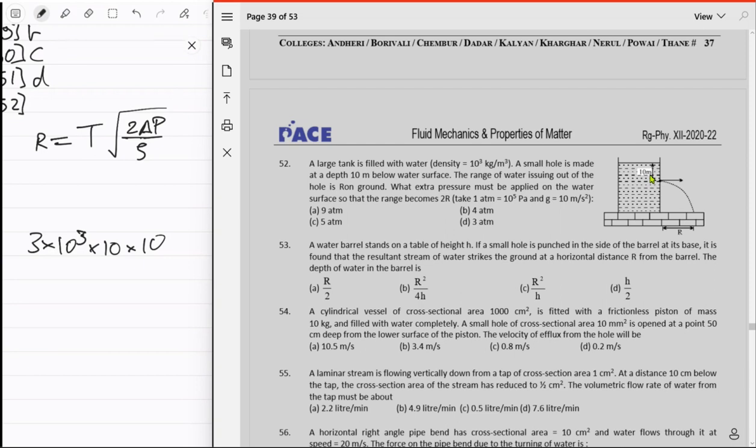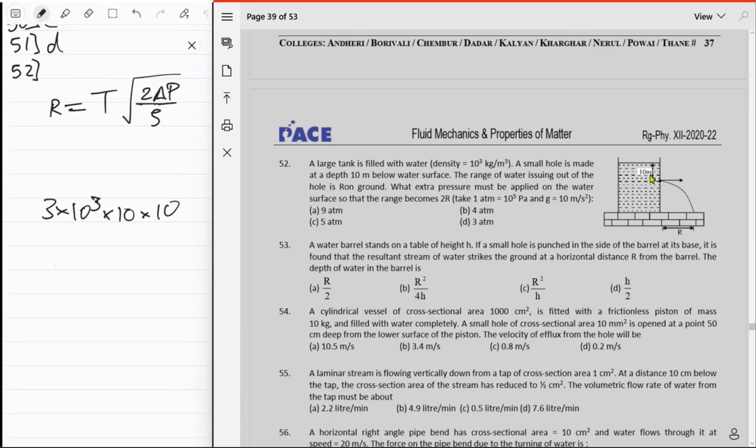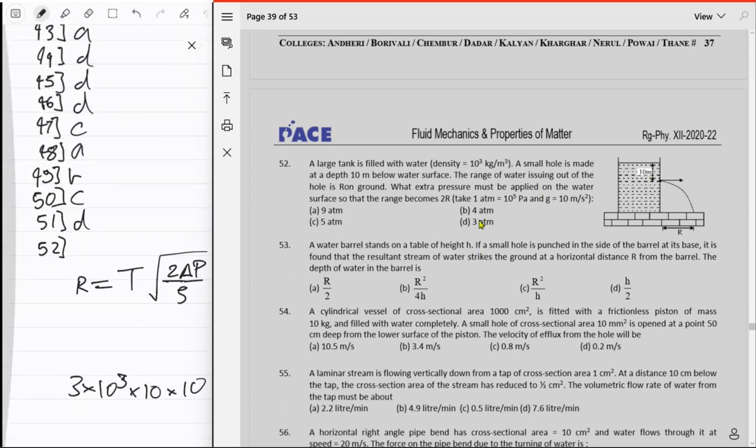Extra pressure, right? So, sure, that is the thing. I suppose that would be the correct thing. Yes. It's just 3 times 10 power 5 pascals, so like 3 atmospheres. So D will be the answer. Next question.